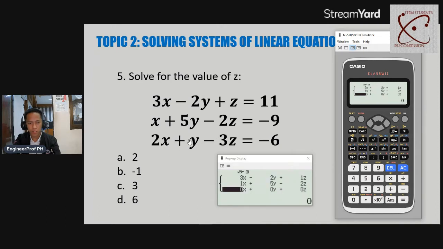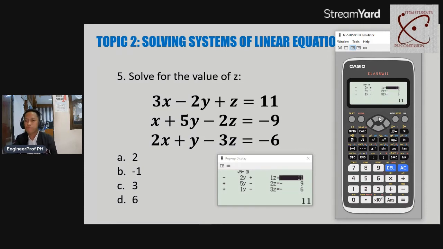Okay, double check natin, guys. So we have here for the third equation, 2x, so that is 2. And we have here for y, coefficient ng y dito, that is 1. And we have here for z, that is negative 3. Okay, negative ito. Sa taas ng STO, negative. Okay, equals. Then we have here for the constant sa third equation, that is negative 6.